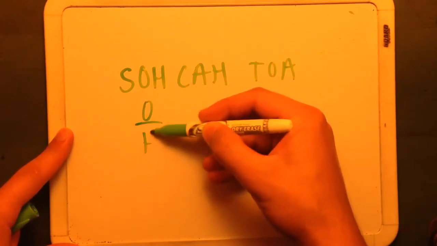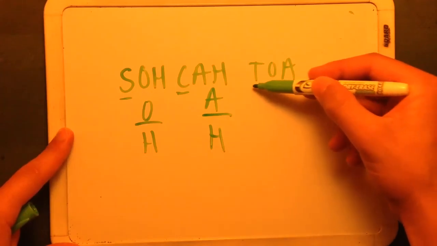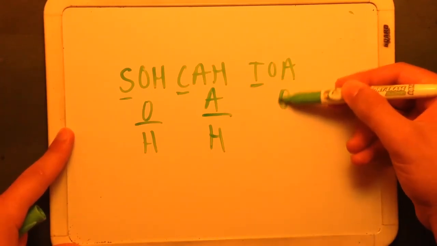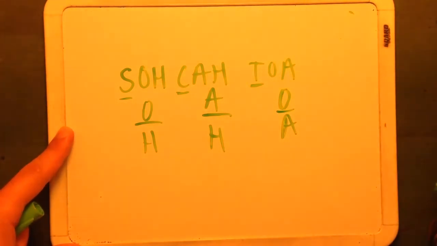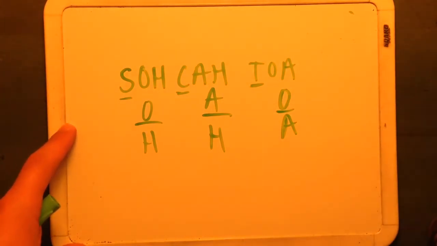cosine right here. And that's the adjacent side over the hypotenuse. And this is tangent, and that's the opposite side over the adjacent side. So now, I'm just going to give you an example.